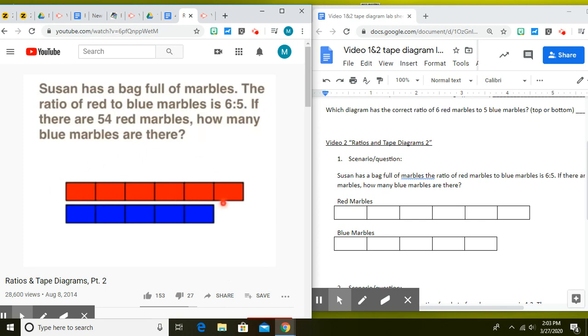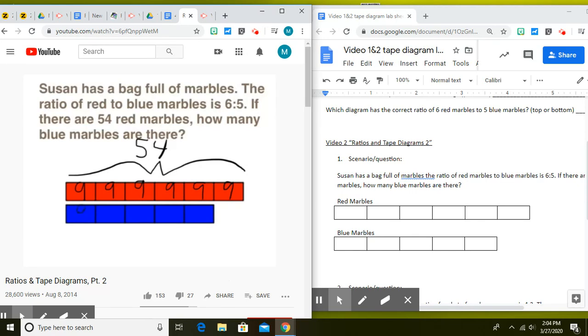Remember, this represents our red marbles, this represents our blue marbles. So we know that we have a total of 54 red marbles. So let's just draw that in here. We know that total, we've got 54 red marbles, right? And so now if all 6 of these little pieces of tape add up to 54 red marbles, how much is each of them? Well, 54 divided by 6 is 9. So each one of these little pieces of tape is representing 9 red marbles.